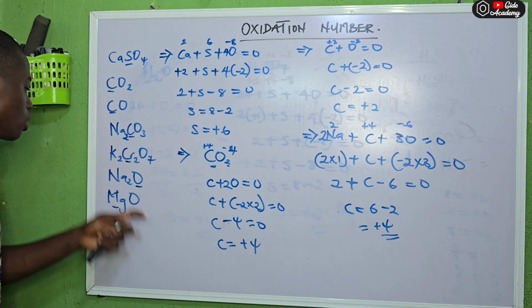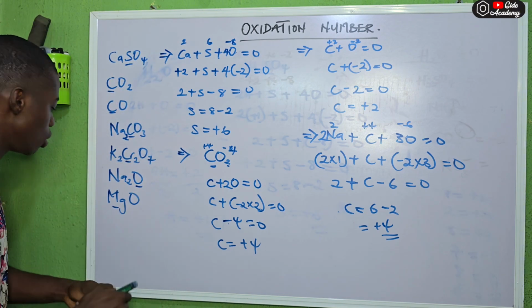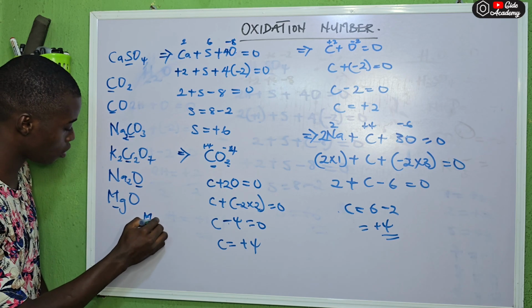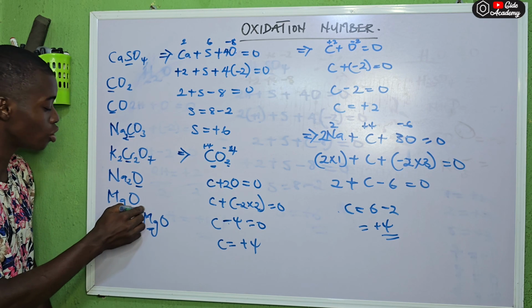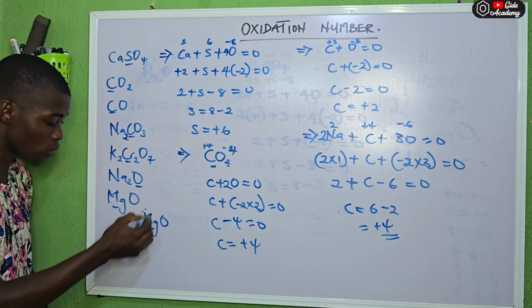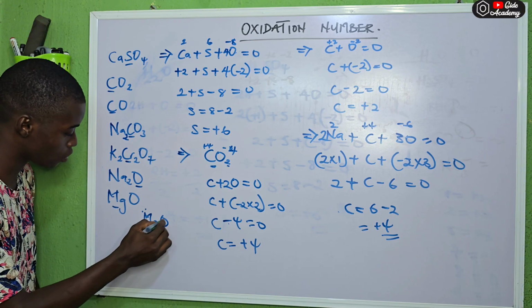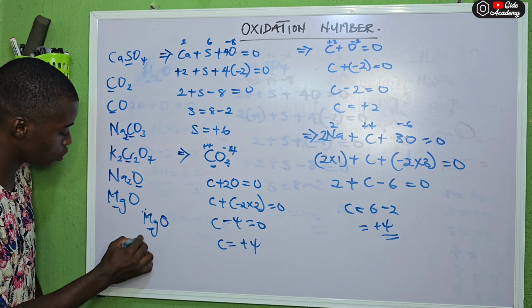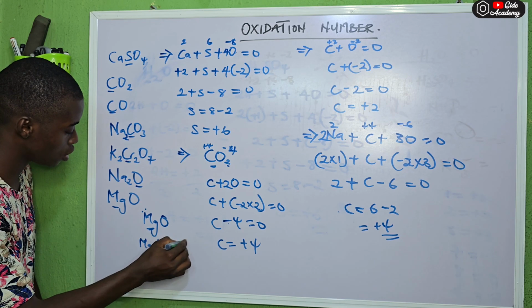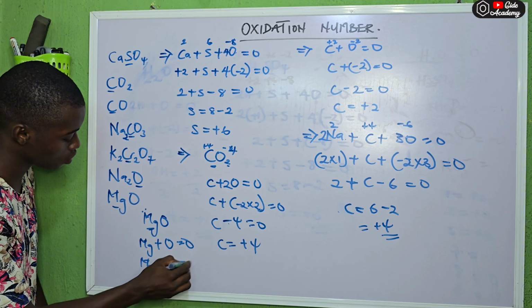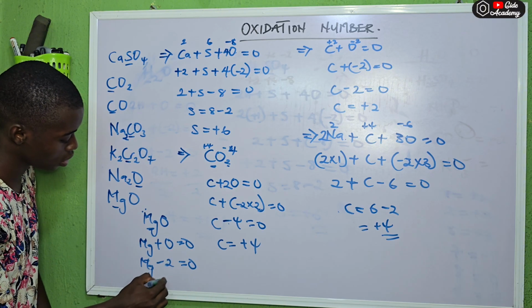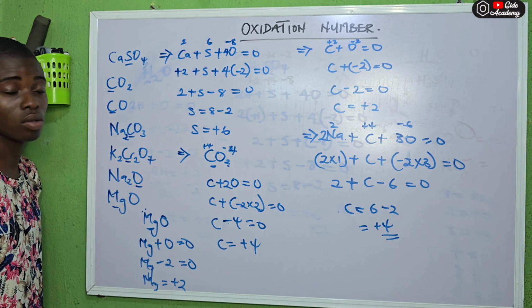Now let me try this one, then you will do this 2 for me. Let me do the last one, magnesium oxide. So for magnesium oxide, we are solving for magnesium. Magnesium is in group 2 already, so the answer will definitely be plus 2. So if magnesium is in group 2, let's try something here. Magnesium plus oxygen is equal to 0. So we have magnesium minus 2 is equal to 0. Then magnesium is equal to what? Plus 2. So that's it.